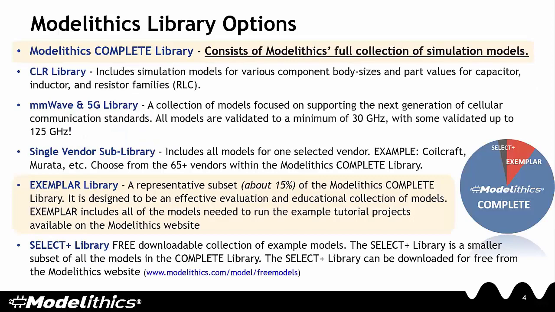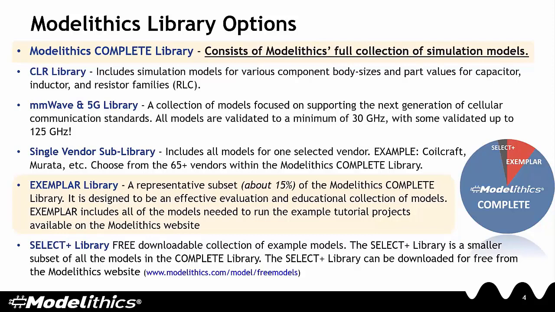Before elaborating further on the Complete Library, let's take a moment to discuss some other library options that Modelithics offers. First, there's the CLR library, which contains all of Modelithics' capacitor, inductor, and resistor models. Modelithics also offers the millimeter wave and 5G library, which is a collection of models that are validated to at least 30 GHz. Some of these models are validated all the way to 125 GHz. Then there's the single vendor sub-library. A single vendor sub-library gives you access to all of the models from one specific vendor. For example, let's say you're interested in using Coilcraft models. The Coilcraft single vendor sub-library would give you access to all of the Modelithics Coilcraft models.